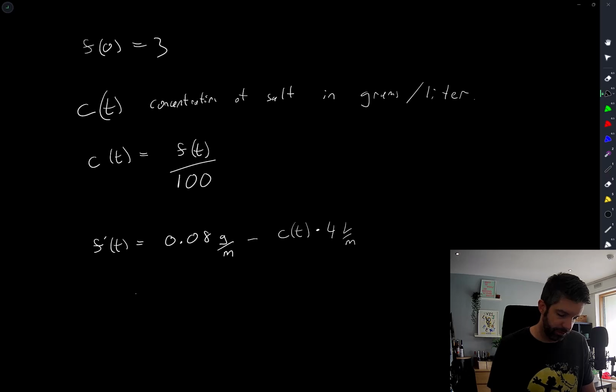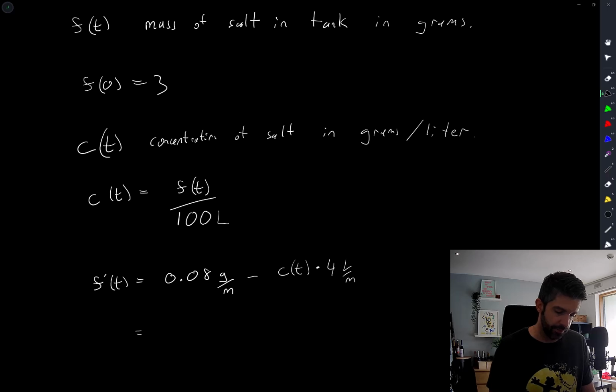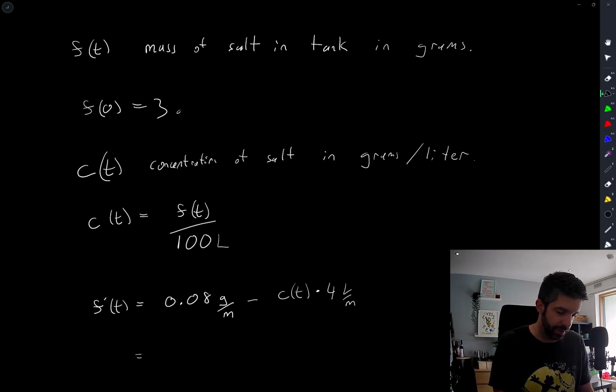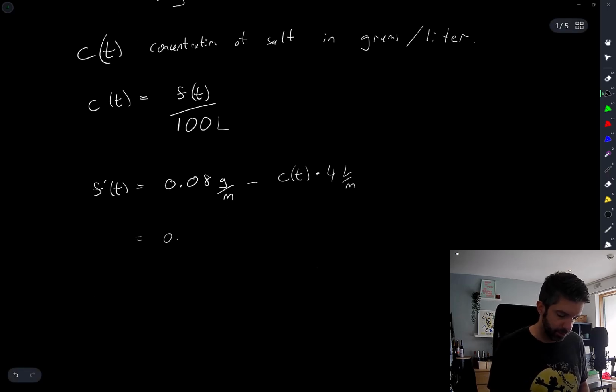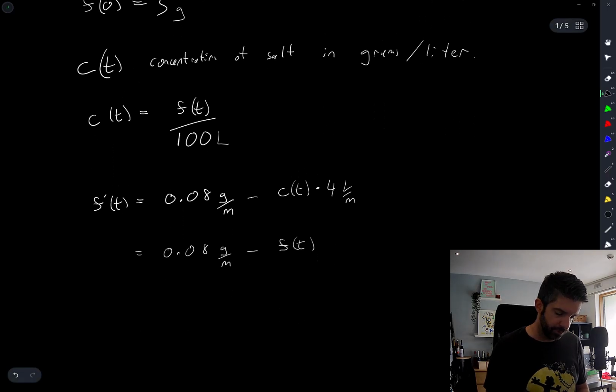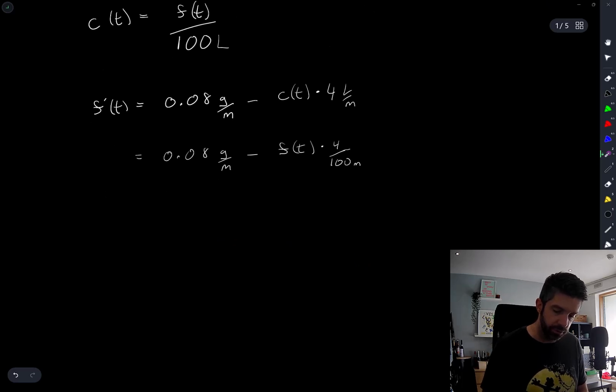Yep, so C of T, technically here I should actually have 100 liters, and this F of 0 should be 3 grams if I want to keep track of units properly. So 0.08 grams per minute minus C of T, which is F of T over 100. So I have F of T times 4 over 100 per minute. Okay, so I've canceled the liter and the liter. F has units of grams, so I have the 1 over minute, and there's a gram in there, so the units all make sense.